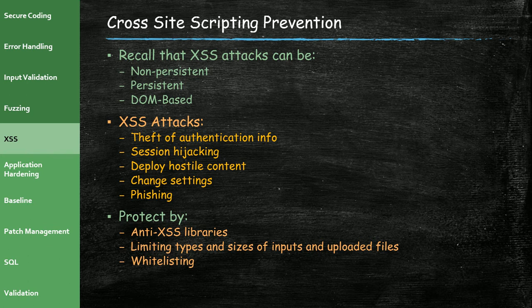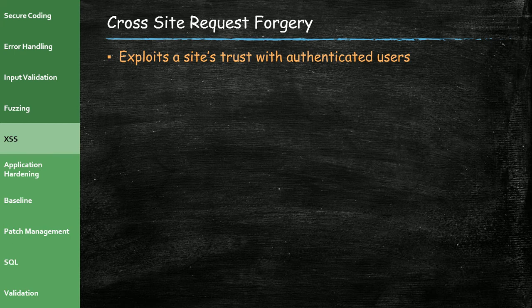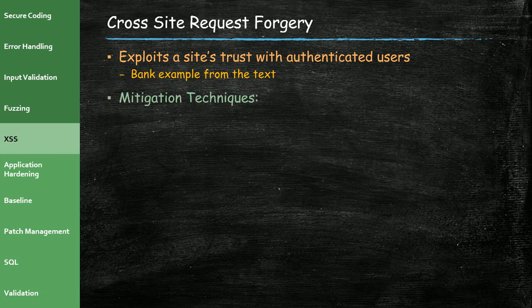And really, a lot of this is the same as input validation. All right, so cross-site request forgery exploits a site's trust with authenticated users. The idea is, and your book has a nice example of a bank, that a user is authenticated to the bank's website, and you can take advantage of that to carry out some kind of attack. Like I said, your book has a good example of that.